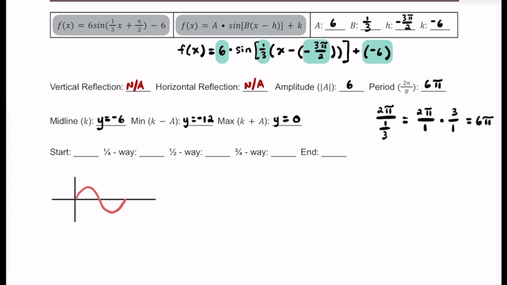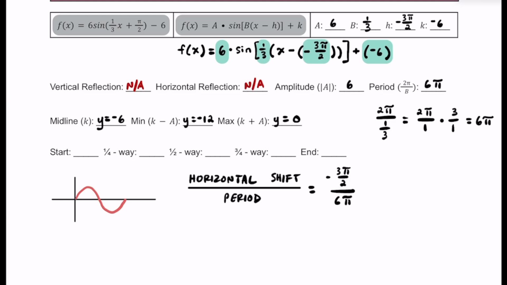Now, out of all the different types of transformations here, I think that the horizontal shift can sometimes be the most confusing. And so while we do have a horizontal shift of this 3 pi over 2 units to the left, another way you can think about this is by taking that horizontal shift and dividing it by the period. This is going to let us know how much of that period we're going to be moving in which direction. So if our horizontal shift is negative 3 pi over 2, and we also know that the period here is 6 pi, we're basically saying, what fraction of that entire period is that going to be?